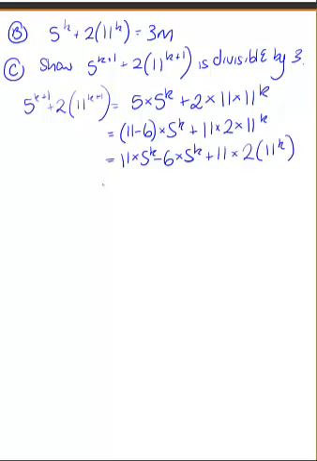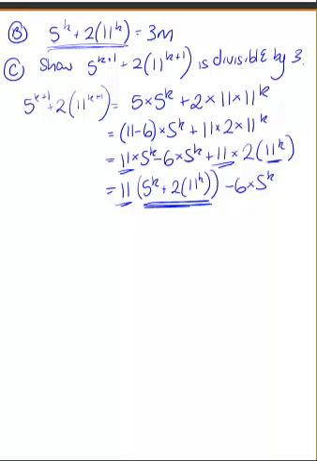11 to the k. You can see these 11s happening everywhere, so bring it out the front. I get 5 to the k plus 2 lots of 11 to the k, and then what's left is minus 6 times 5 to the k. So all I've done is factorise for that 11. Now you should see this here equals that up there. So all of this here is the same as this up here. So I can now replace that with the 3m.